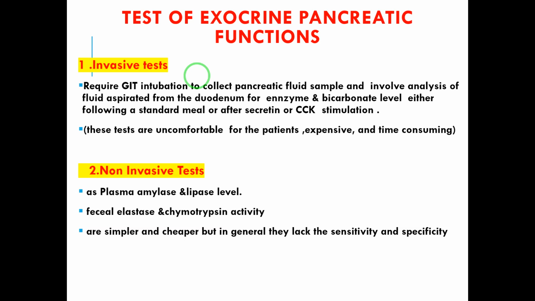So we can use non-invasive tests by taking a blood sample from the patient and measuring the level of amylase and lipase, which can give us an idea about the pancreatic function. Instead of GIT intubation and putting a tube into the duodenum to aspirate the fluid after stimulation, we can use this alternative method.